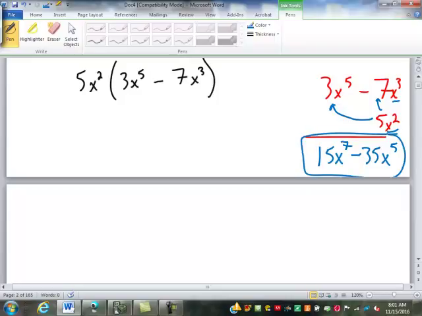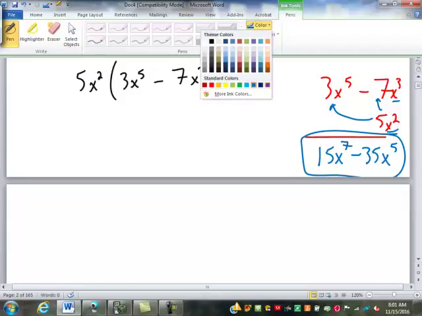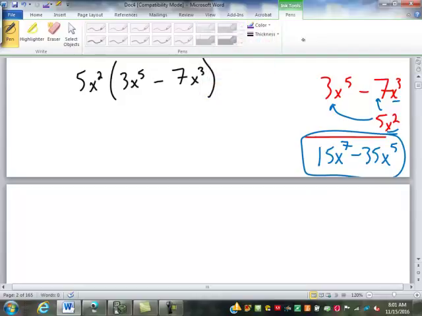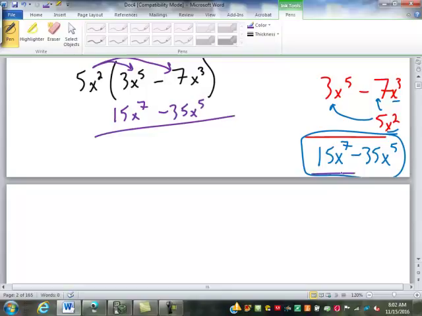That's the real way of multiplying that out. That's the long way of multiplying it out. Most of us at some point have been shown a shortcut. They use the term distributing. Looks like this. You're just going to do 5x squared times 3x to the fifth. Well, 5 times 3 is 15. X squared times x to the fifth is x to the seventh. And then 5x squared times negative 7x to the third. 5 times negative 7 is negative 35. X squared times x to the third is x to the fifth. We get the same answer. This way is just a little bit shorter. It takes a little bit less space.